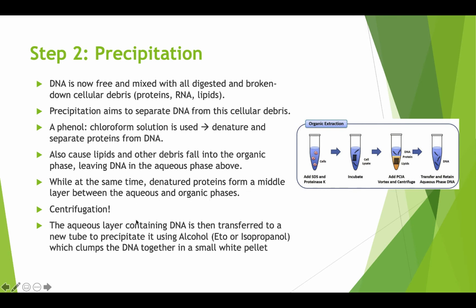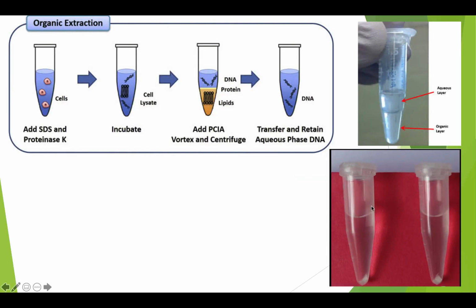You might centrifuge, and then the aqueous layer containing DNA is transferred to a fresh tube. With a pipette, you remove all this aqueous layer and put it in a fresh tube, and then you have all your DNA, and you have removed all other debris. The aqueous layer containing DNA is transferred to a fresh tube and precipitated using alcohol, which creates a small pellet. Here, this picture shows the aqueous layer separated from the organic layer. Many kits use this method.